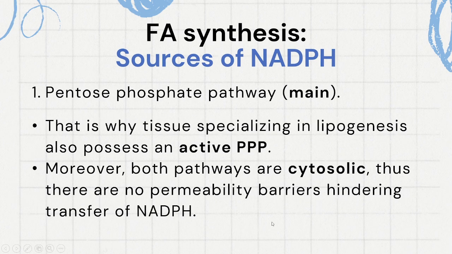We need NADPH for reductive synthesis of fatty acids. The sources of NADPH are 3. The main source is, of course, the pentose phosphate pathway, and that is why tissues that are active in lipogenesis are also active in the pentose phosphate pathway. Moreover, both pathways, as you know, are cytosolic, so there will be no permeability issues regarding the transfer of NADPH.